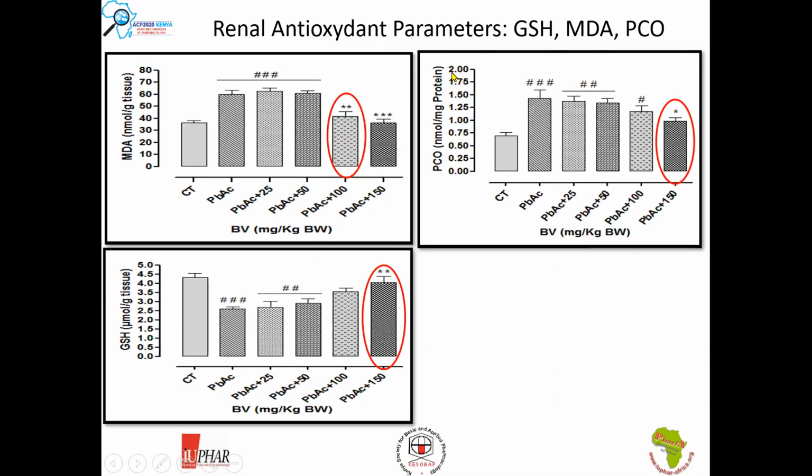Renal antioxidant parameters in kidney: PCO and GSH were restored from the dose of 150. Of course, MDA and PCO are lowered by BV, MDA from the dose of 100 and PCO from 150, and GSH was increased by the dose of 150.